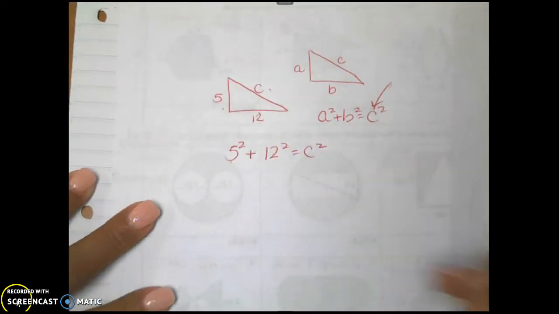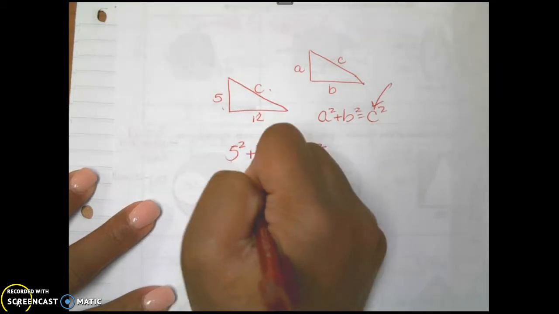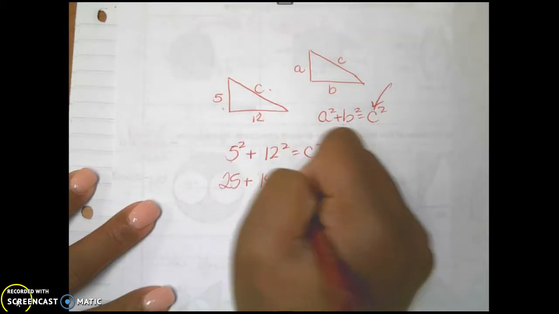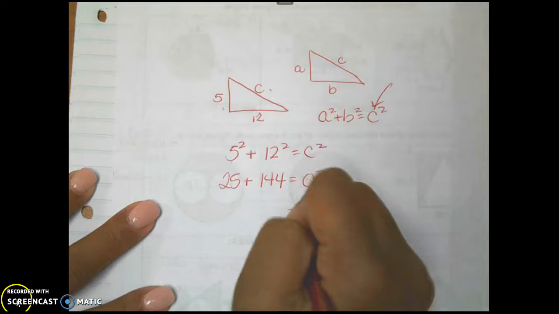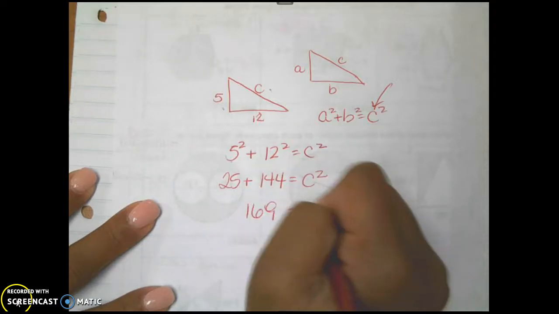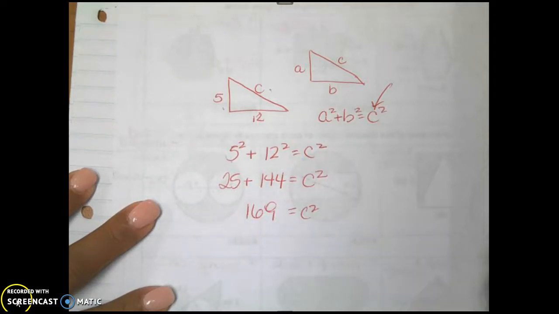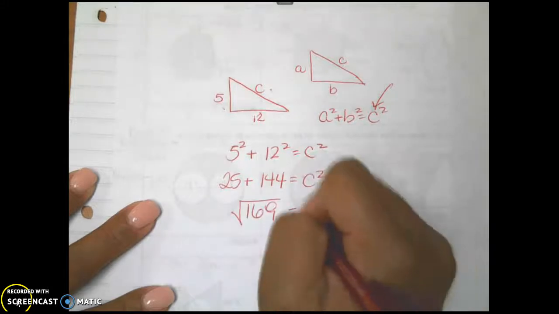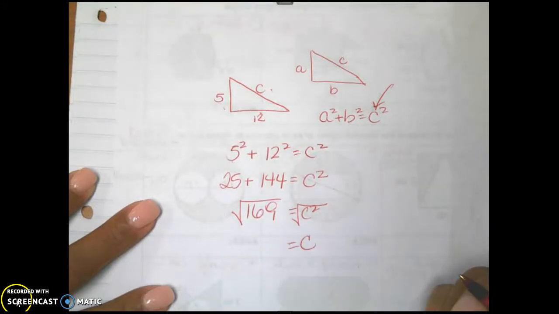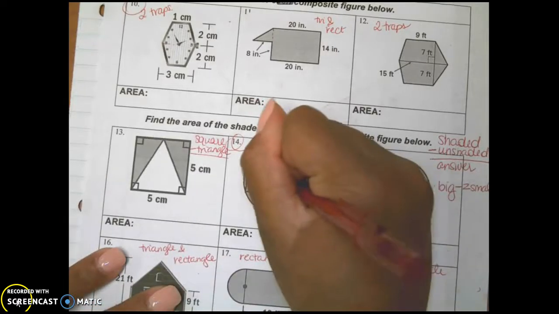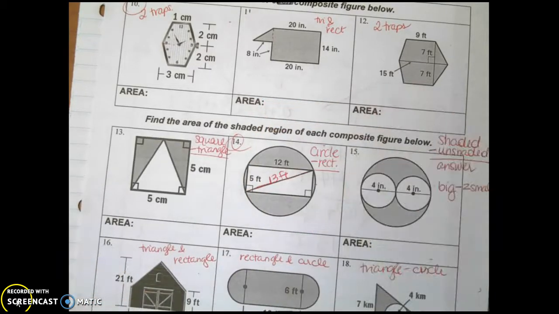What's 5 times 5? 25. What's 12 times 12? What's 144 plus 25? 169. C squared. If you look at your square root chart over there, we will square root both sides, and C will be 13. This is my diameter. Flip your paper over. 13 feet. Write that down.